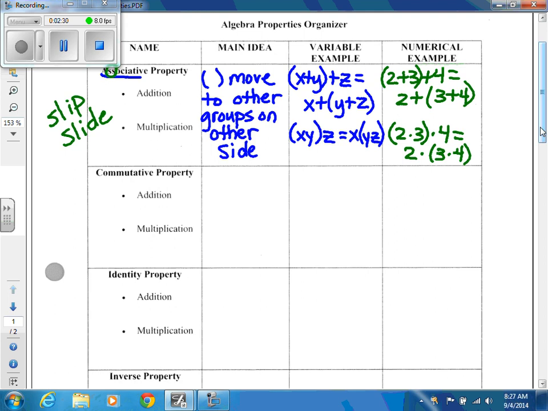The commutative property is the one that you've been doing since elementary school, where we use the letters CO to help us remember what it's about, right? And for CO, it represents change, order. And once again, there is one for addition and one for multiplication. The idea behind this one is that the order on each side switches.